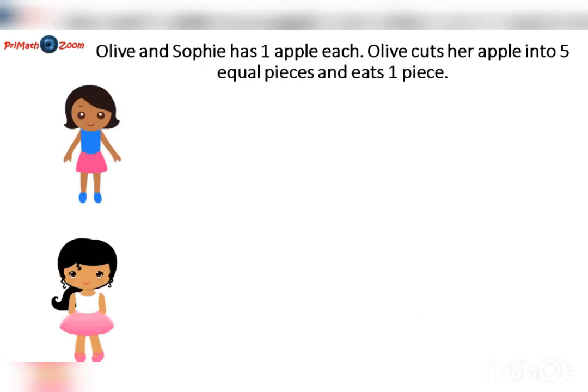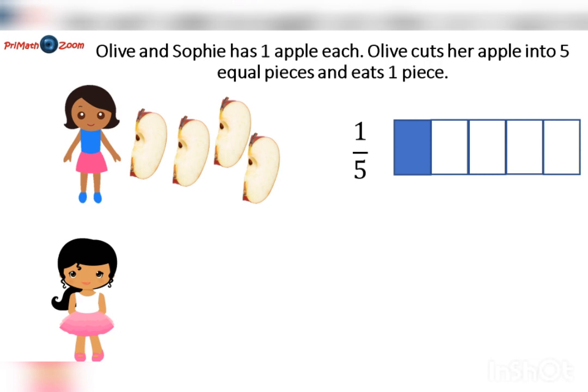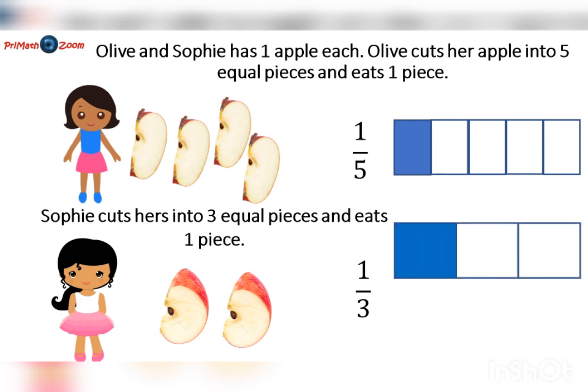Let us start with this first activity. Olive and Sophie have one apple each. Olive cuts her apple into 5 equal pieces and eats one piece, which can be represented as 1/5, or as this representation here. Sophie cuts hers into 3 equal pieces and eats one piece, which we can call 1/3. It can also be represented like this.